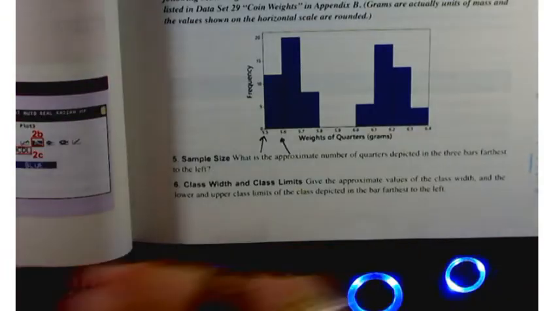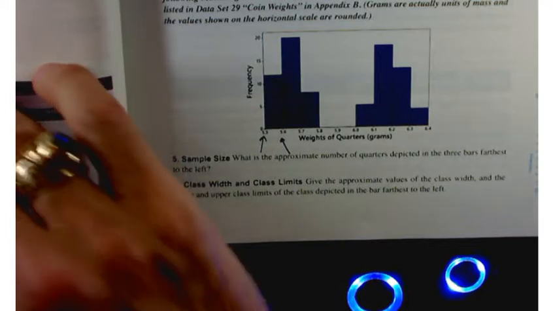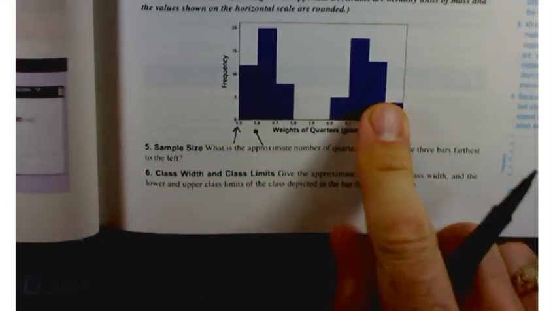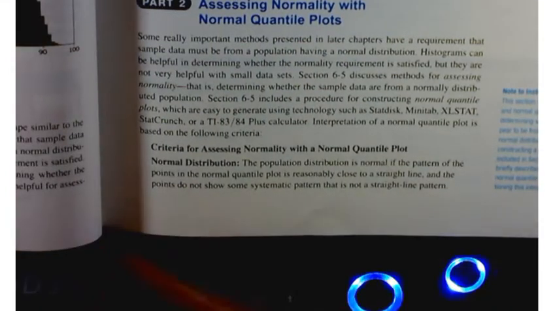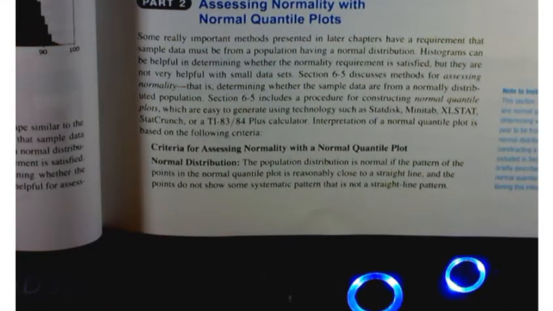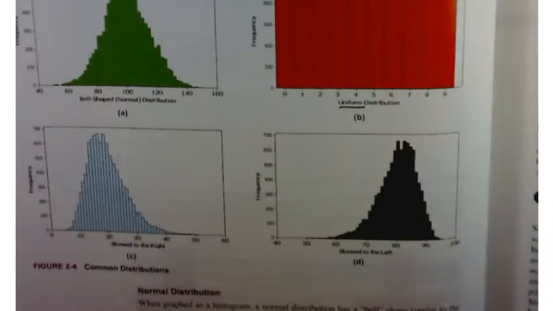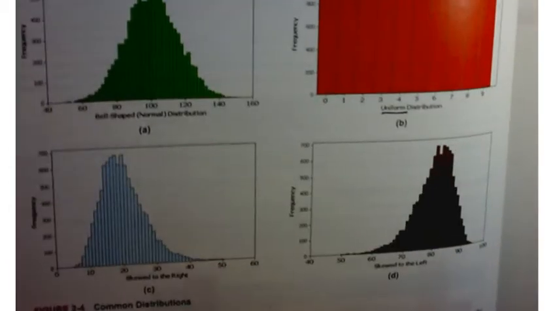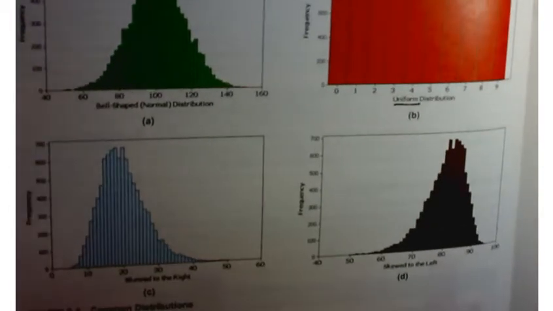But in this section, like I said, we're going to go on and learn a little bit more about displaying these things. And when you display these, you can see different types of shapes. So let's look at a few common distributions, a few common shapes that you'll see. Of course, there's no limit to the different shapes you can see, but these are some typical ones that I want to highlight.